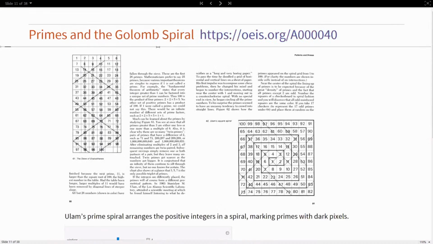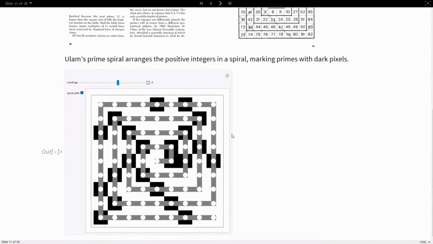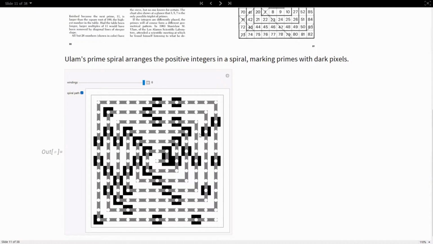Gardner also talked about primes quite a bit. He talked about the Golomb spiral, which is here. Solomon Golomb was in a boring meeting and he started writing out the numbers in a spiral on a sheet of paper, like so. And he was still bored at the meeting, so he started indicating where the primes were, and he noticed that they started to make strange patterns. So that's what this demonstration does. It highlights the primes in a growing spiral.